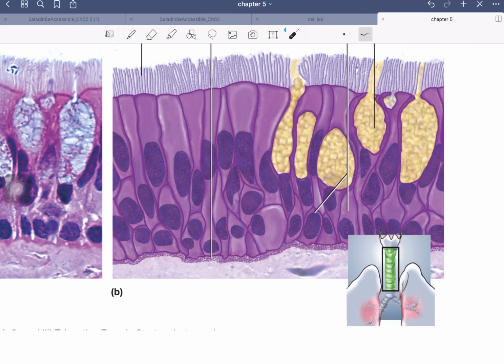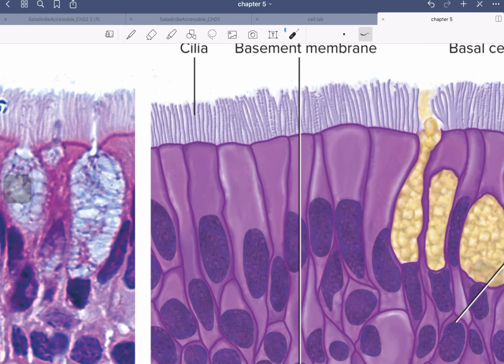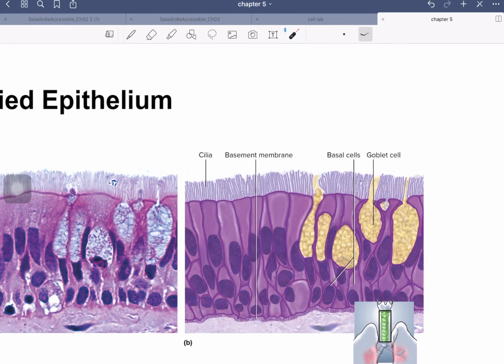Not surprisingly, you should be able to recognize these as the goblet cells, right? And remember, they're the mucus-producing cell. Now in this case, we get to see another feature, is that we're not looking at microvilli, we're actually looking at cilia. And remember, cilia have that power stroke and recovery stroke. And not surprisingly, often when we see the goblet cells, we often have cilia associated with them.